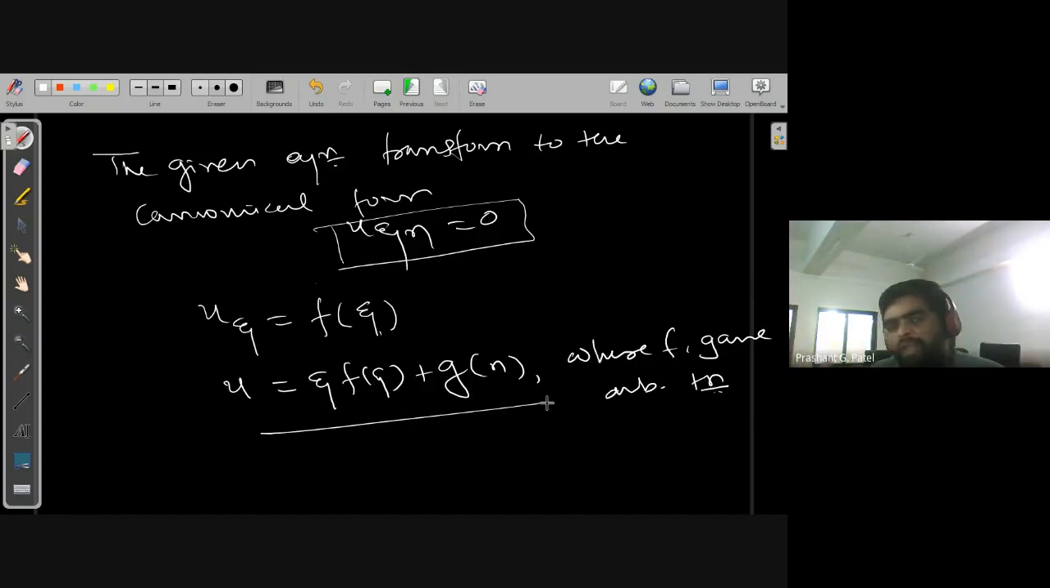So in that manner, if any differential equation is given, if it is a semi-linear differential equation, then you can say whether the given equation is hyperbolic, parabolic, or elliptic type, and you can convert that into the canonical form.